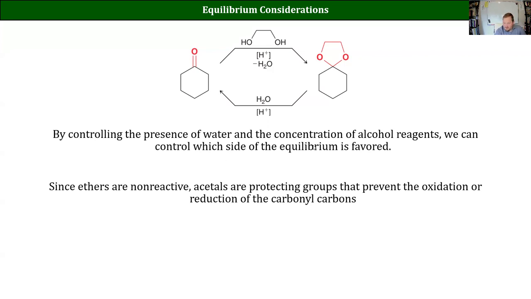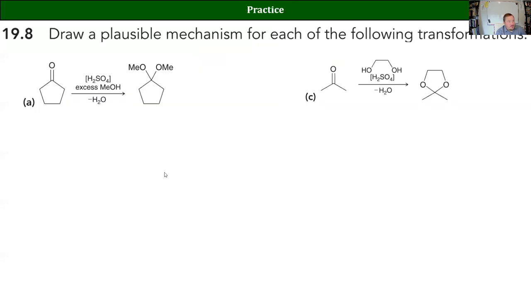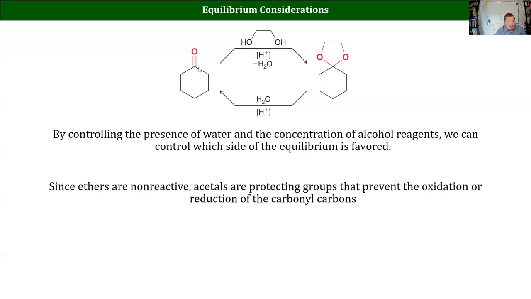All right, so let's talk a little bit about these protecting groups. So here was our overall net reaction. This is simplifying things a fair bit. This is the formation of the acetal. So the overall reaction, showing more steps, looked like this. This was our mechanism for the acetal formation, where it went through the hemiacetal and then made the acetal. But the net reaction looks pretty simple.